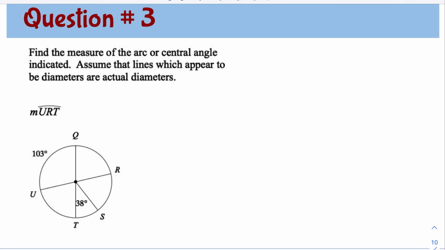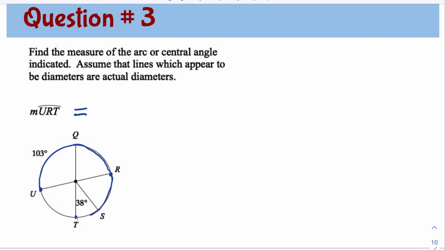Question number 3 is asking for the measurement of arc URT. URT is a major arc connecting from U going clockwise, passing through R and T. So one way to do this is to find first the measurement of arc UT and then just subtract it from 360 degrees because the whole circle is 360 degrees.